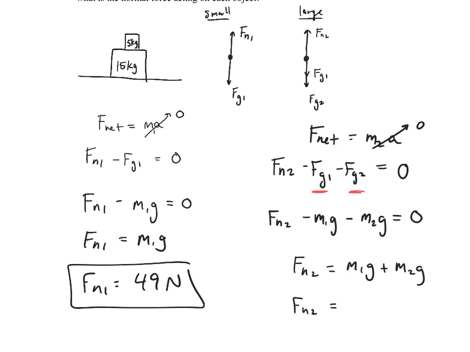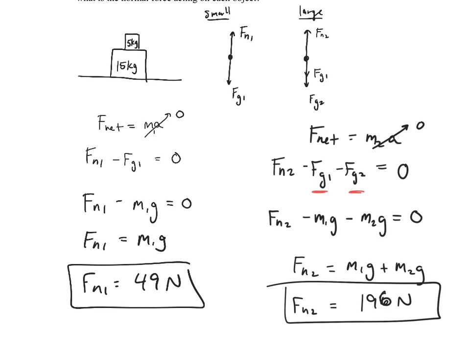So this number will clearly be greater. M1G we know is already 49. And then if we add Fg, or M2G, we get 49 and 147, totaling 196. Okay, 196. And that's logical that that answer was greater. We saw that happening already, that this value would be greater than the other value because it supports multiple objects.